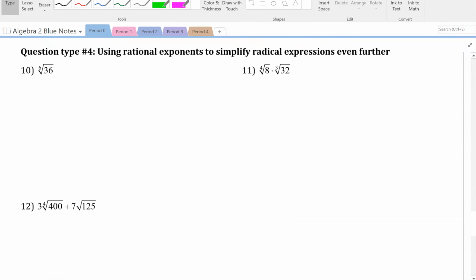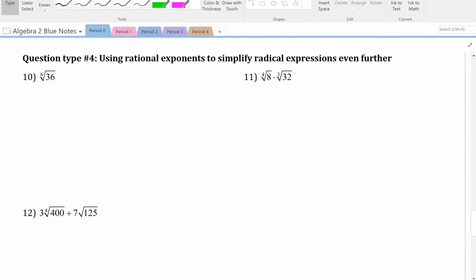For question type number 4, we're going to take these radical expressions from before. These were radical expressions that we weren't able to simplify because we hadn't learned about rational exponents yet. But now that we know about rational exponents, we can take these seemingly already simplified radical expressions and simplify them even further. So take this, for example.